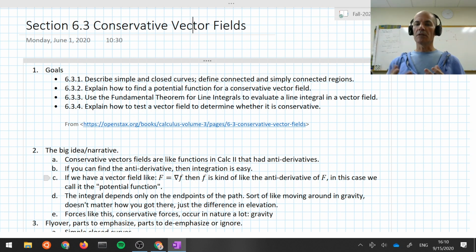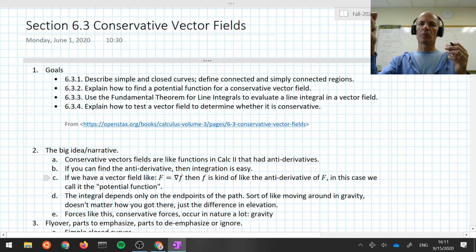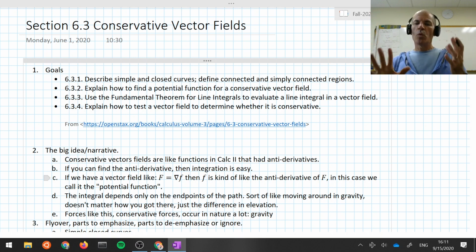That should sound familiar because that's exactly what you do in Calc 2 when you find the antiderivative. So in some sense, we see this connection to Calc 2. If F can be written as the gradient of little f, then little f is in some sense the antiderivative of big F. And so it makes sense that all we have to do is plug in the endpoints to little f and subtract.